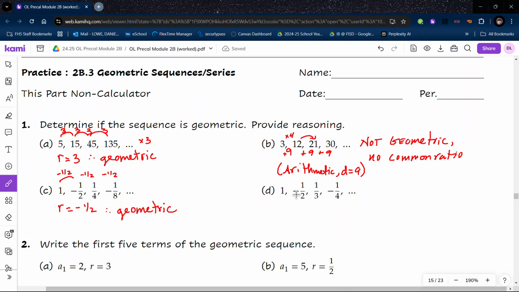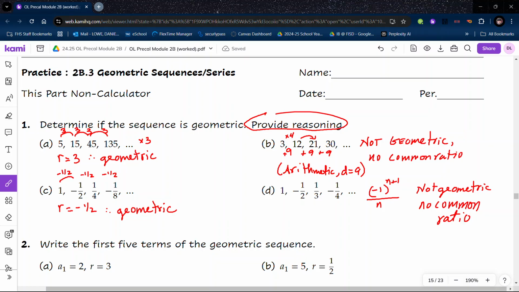All right, if I look to my next term over here, another way that you might do it is to say, hey, what is my general term? And this general term seems to be negative 1 to the n times, let's say, negative 1 to the n plus 1 all over n. That would give me a positive number to start, and then over n, that seems to work. And so we have no common ratio, and so we're not geometric. Okay, so make sure that if you're asked to provide reasoning, that you do provide reasoning.